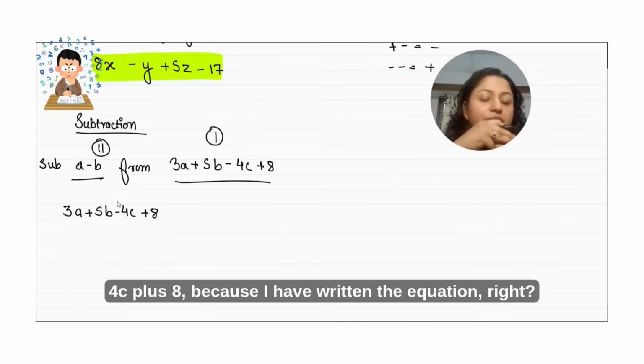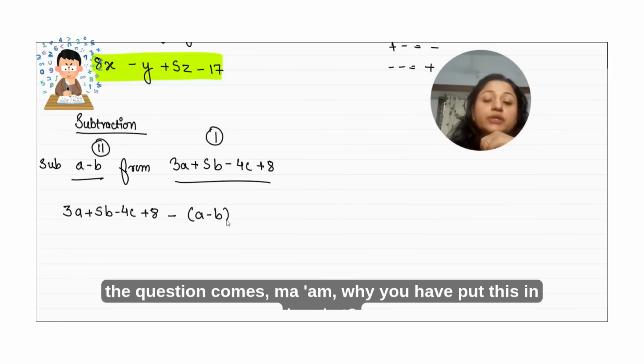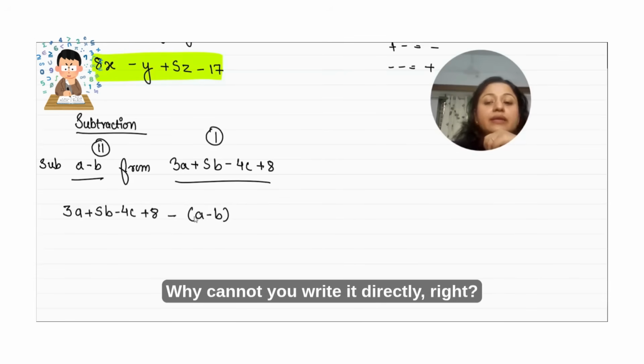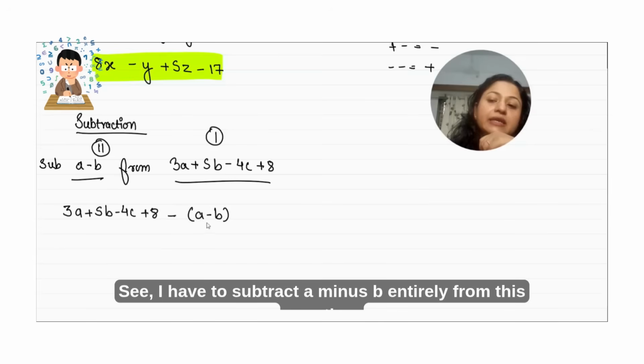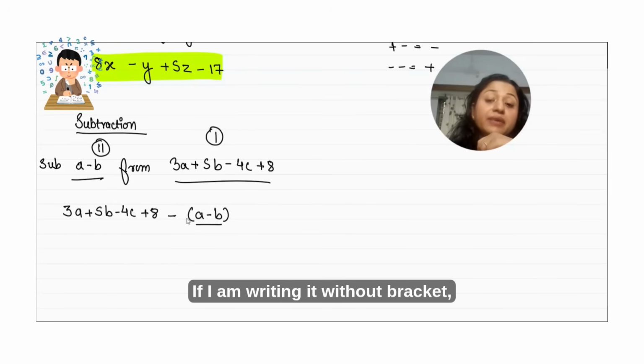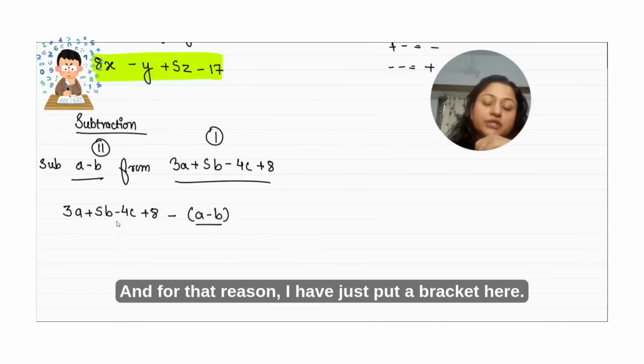Now see, I'll write this equation 3a plus 5b minus 4c plus 8. I have written the equation, right? I'll subtract from this equation a minus b. Now the question comes, ma'am, why have you put this in brackets? Why can't you write it directly? That is the confusion you guys are having. See, I have to subtract a minus b entirely from this equation. If I write it without brackets, it means I am only subtracting a. But I have to subtract this entirely from the first equation, and for that reason, I have put a bracket here.